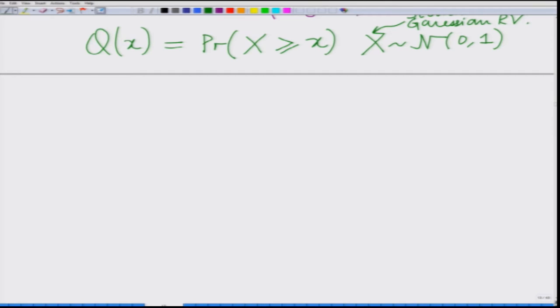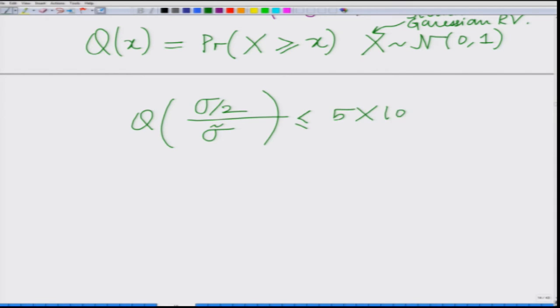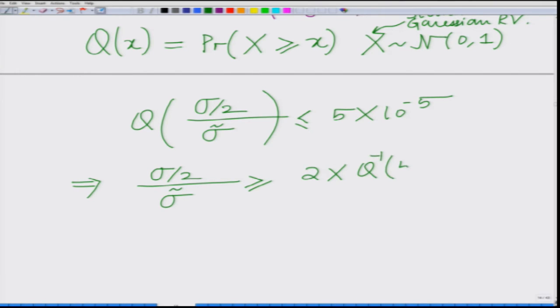Therefore, we need this quantity Q of sigma by 2 divided by sigma tilde to be less than or equal to 5 into 10 to the power of minus 5, which implies sigma by 2 divided by sigma tilde has to be greater than or equal to twice Q inverse of 5 into 10 to the power minus 5. You can see the inequality is reversed, the lesser than becomes a greater than, because the Q function is a decreasing function.